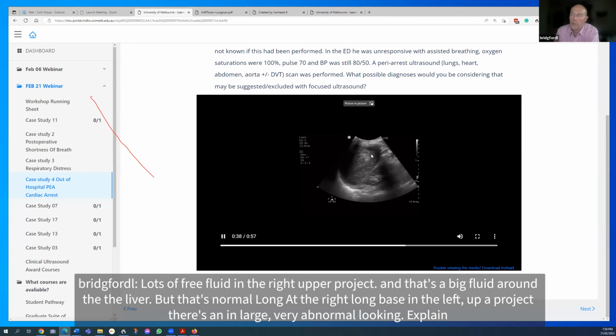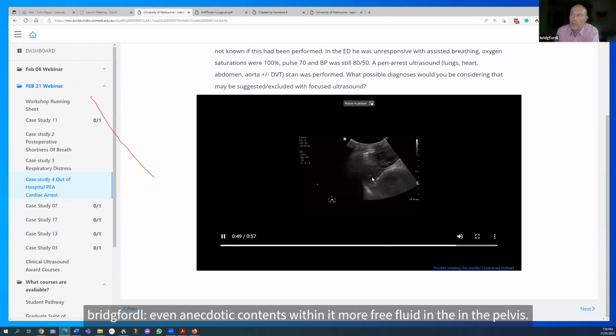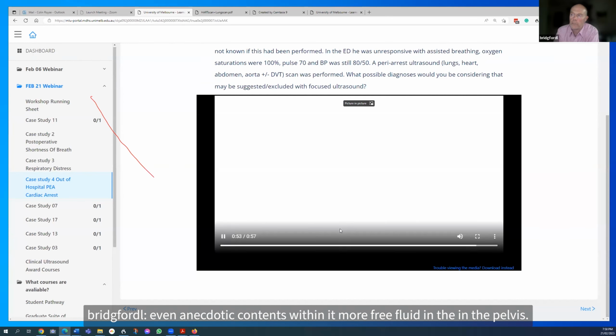In the left upper quadrant, there's an enlarged, very abnormal looking spleen with a mixture of hyperechoic and even anechoic contents within it. More free fluid in the pelvis.